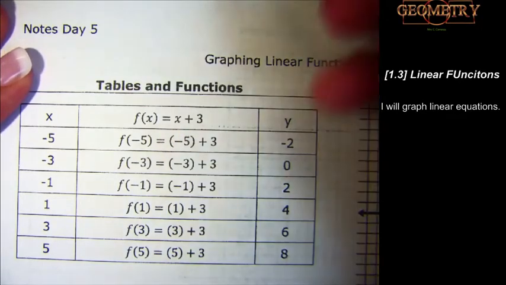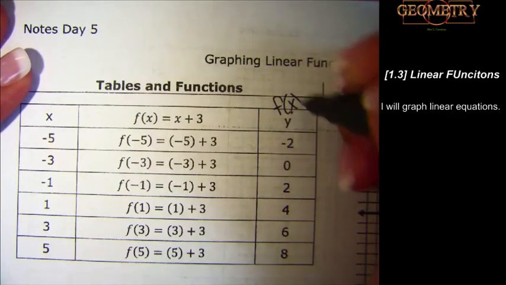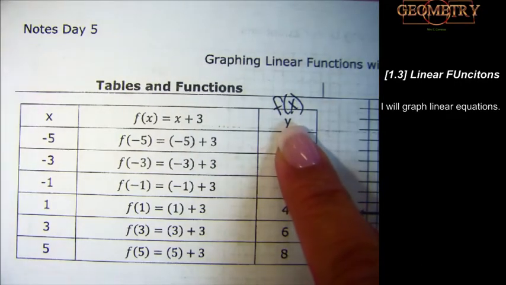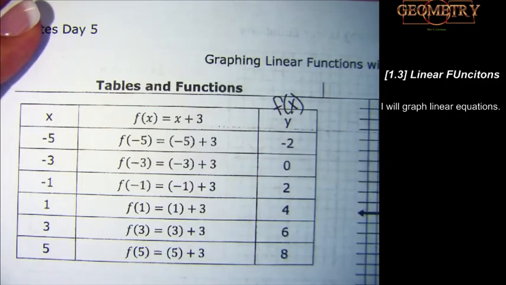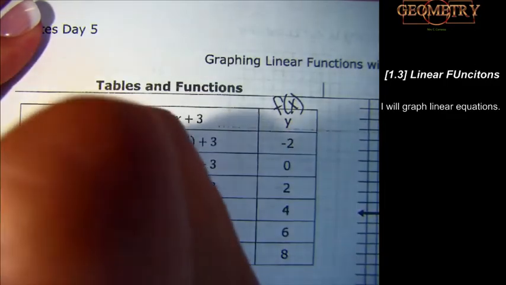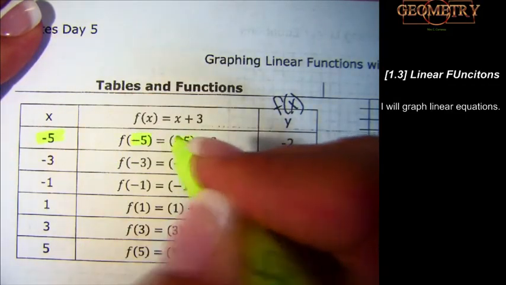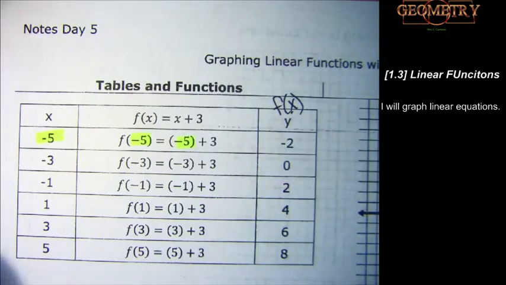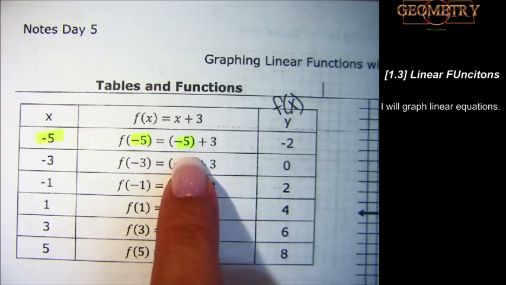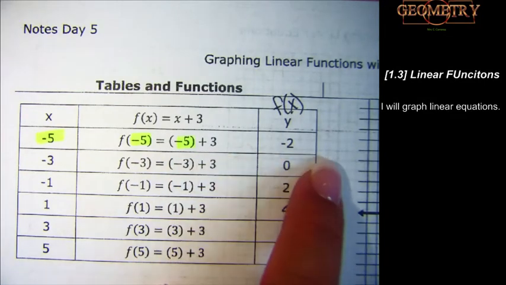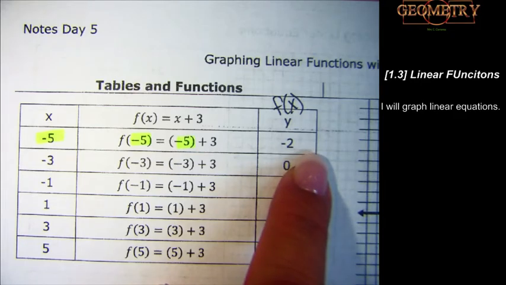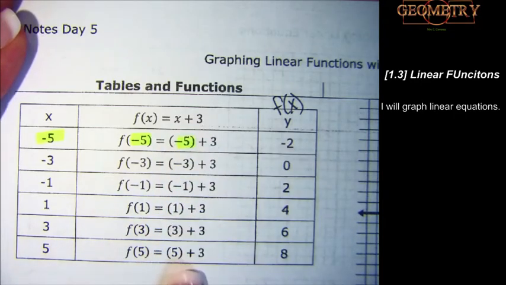Now this y here is the same as f of x, so the y value is the f of x value that comes out. And if I take a look here, here was my x value. In here I rewrote the function rule. Everywhere I have an x, I replaced it with -5. And then I did my rule, -5 plus 3, and it gave me a result of -2. And the rest of the table is populated that way.